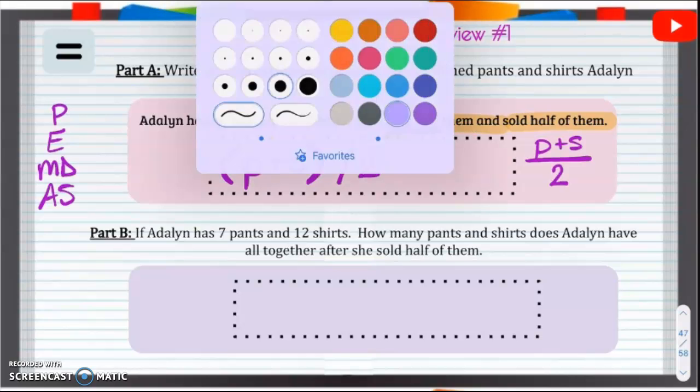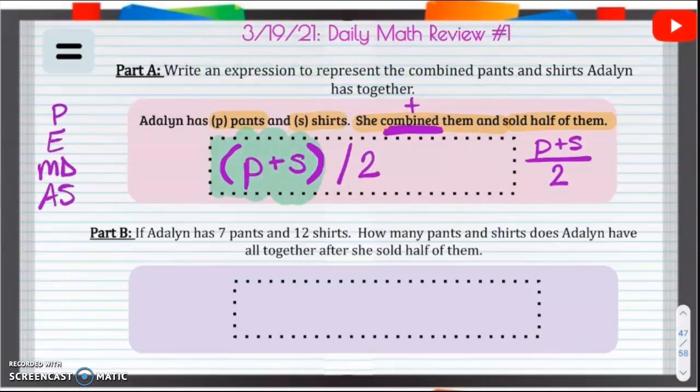Alright, now let's do this one. So now we have our expression here. If she has 7 plants and 12 shirts, or pants, whoa, why do I keep saying plants? 7 pants, so if we put a 7 for the pants and a 12 for the shirts, how many would she have altogether after she sold half of them?